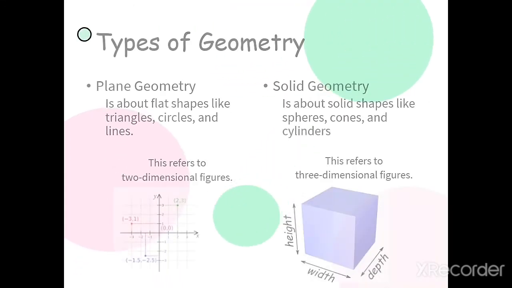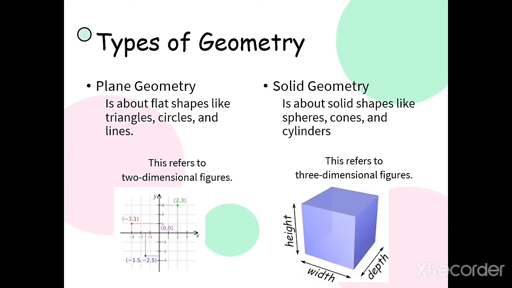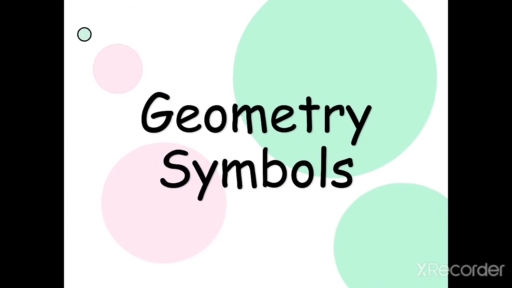So here we have the two types of geometry. We have plane geometry, which is about flat shapes like triangles, circles, and lines. This refers to two-dimensional figures as seen in the example below. Next, we have solid geometry, which is about solid shapes like spheres, cones, and cylinders. This refers to three-dimensional figures, with the cube illustrated below as the example. So now let us proceed to the geometry symbols.